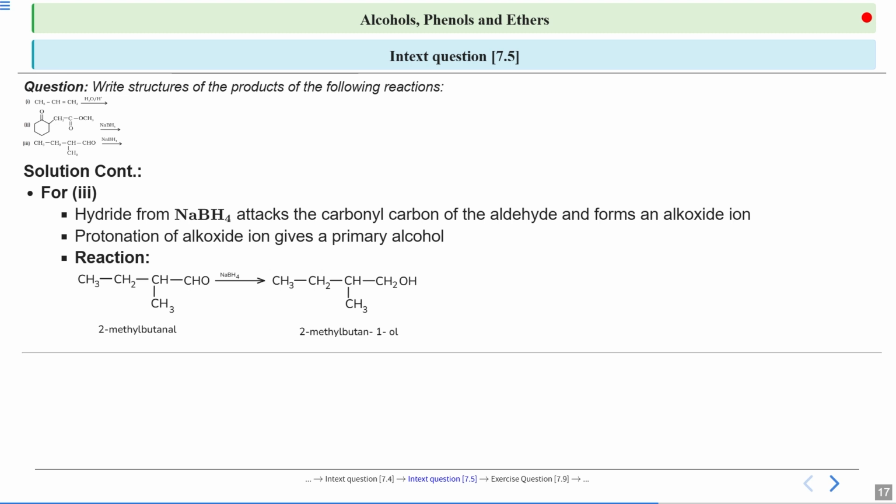The hydride from the sodium borohydride attacks the carbonyl carbon of CHO, the aldehyde, and forms an alkoxide. Then the protonation of the alkoxide ion happens and you will get your major product as a primary alcohol, which is 2-methylbutan-1-ol. So CHO will convert to CH2OH, a primary alcohol. This is the major product you are getting after the reaction of sodium borohydride and the given aldehyde in the third reaction.